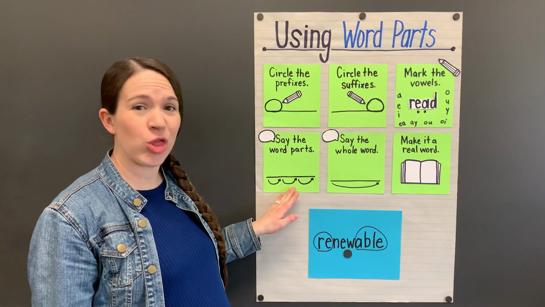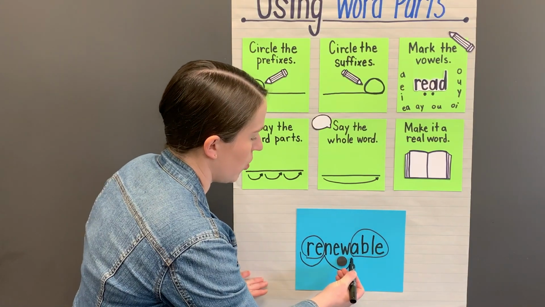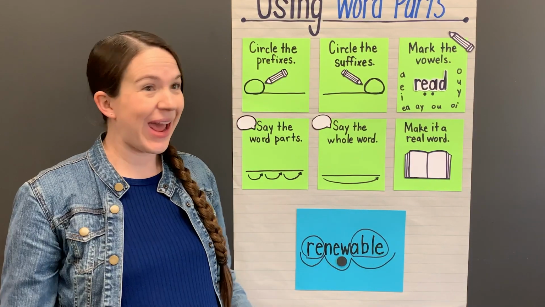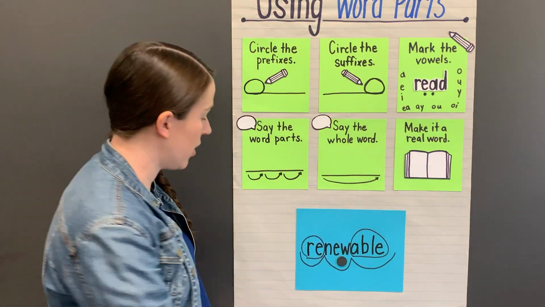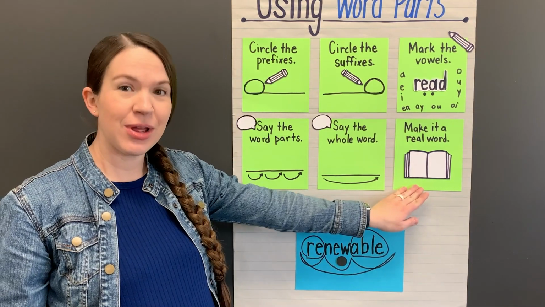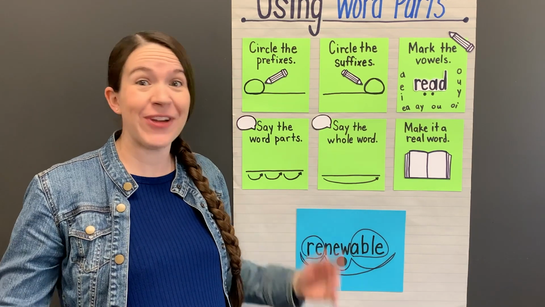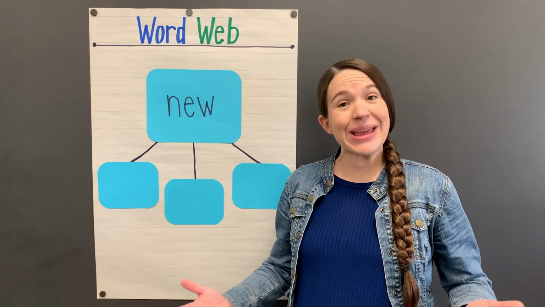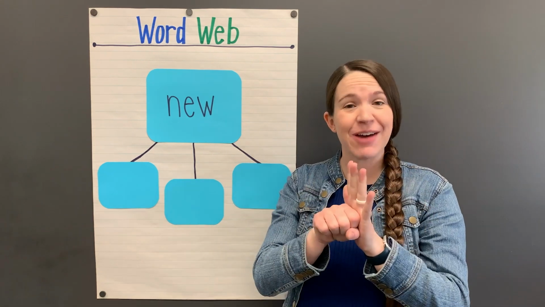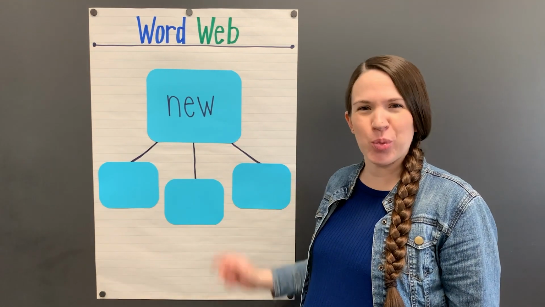Let's say the word parts. Renewable. Now, let's say the whole word. Renewable. Is that a real word? It is. Since this is a real word, we're finished. We can add prefixes and suffixes to base words like new to make related words.